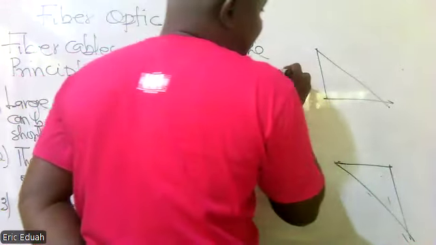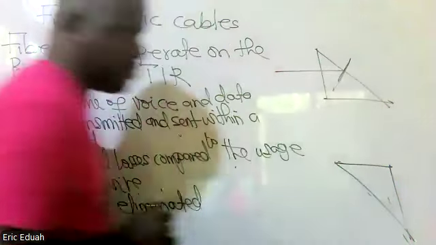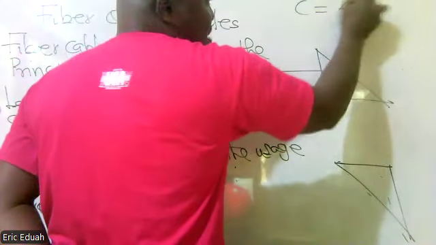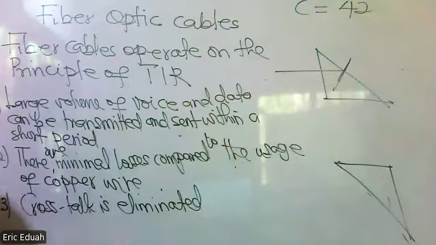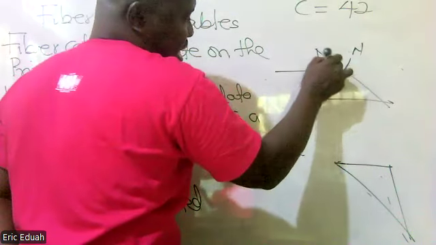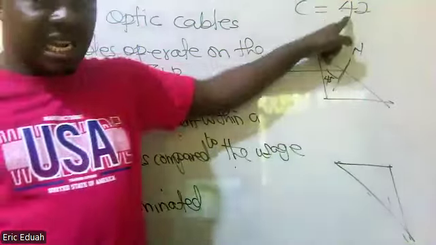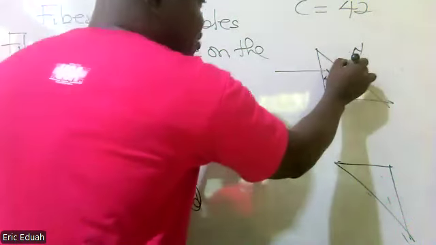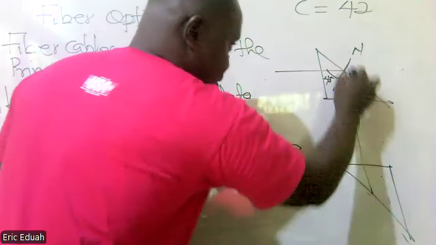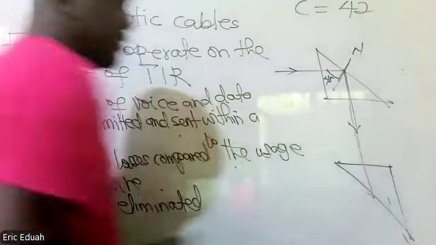Light is incident at an angle greater than the critical angle of glass. The critical angle of glass is approximately 42 degrees. So when you incident light at 45, this is the normal, the angle of incidence is greater than the critical angle, and the light will be internally reflected.